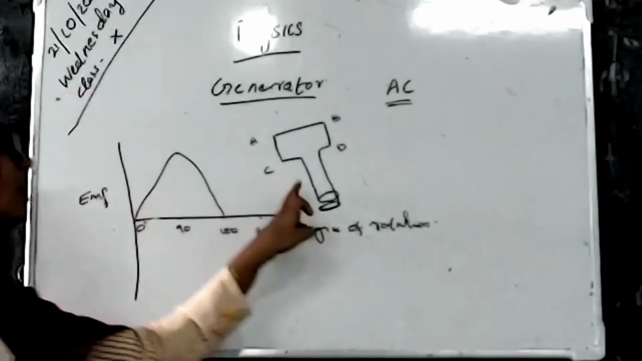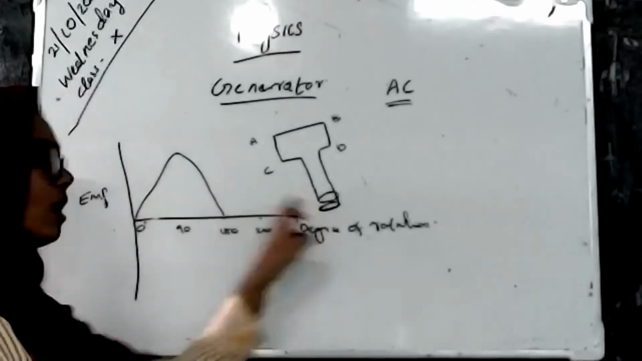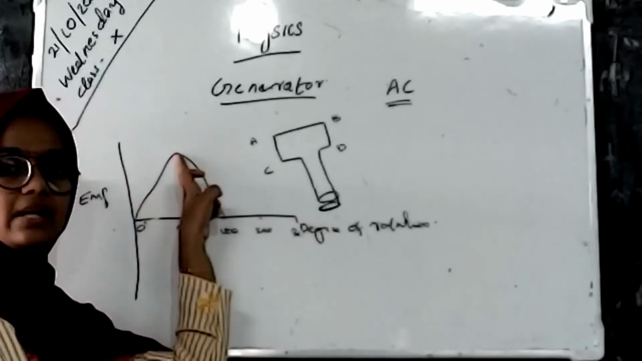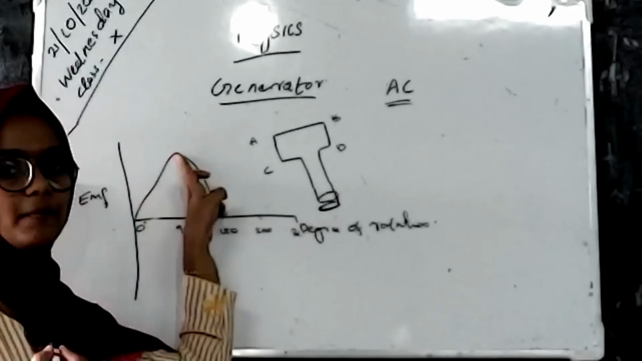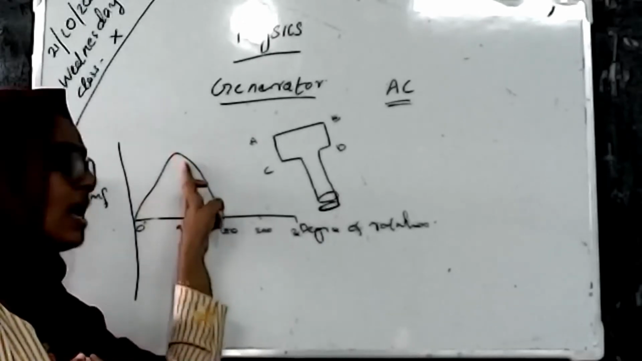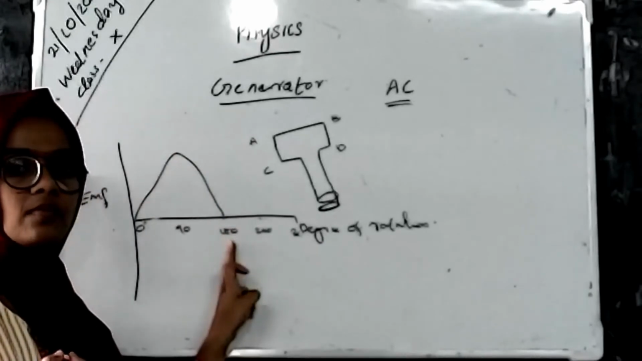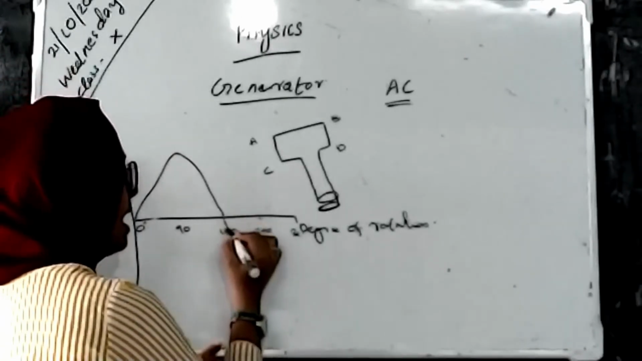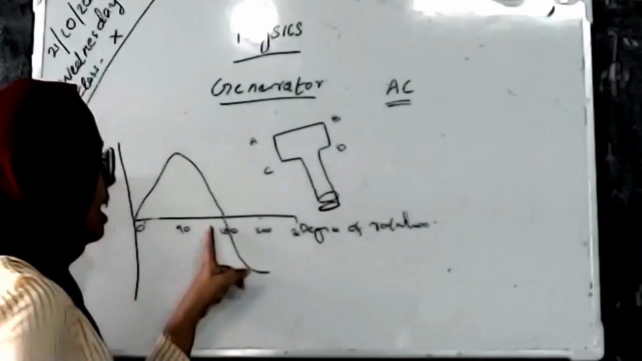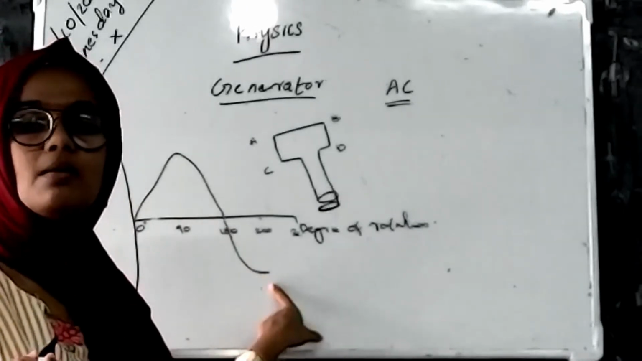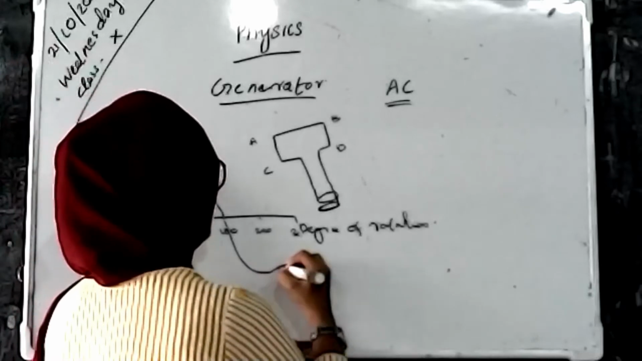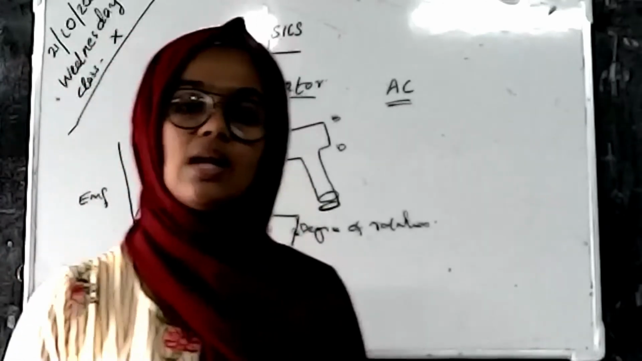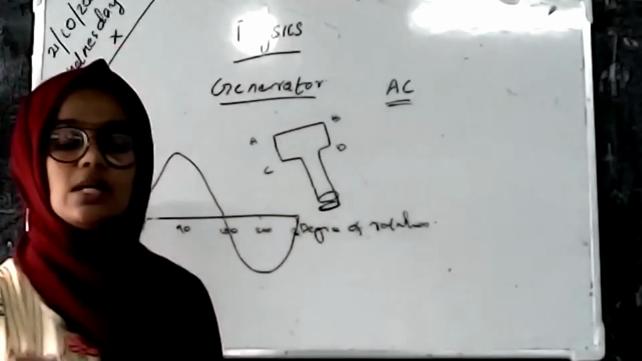In the first half, this armature coil is turning 90 degrees, so the induced EMF is at the peak level, or maximum. It turns another 90 degrees and comes to 180, and the induced EMF comes to 0. In the next cycle, again it turns 90 degrees and the induced current is maximum, and it turns another 90 degrees, comes to 360 degrees, and the induced current is 0.